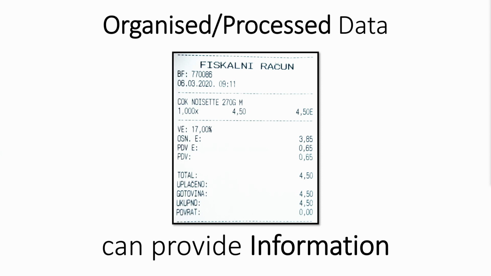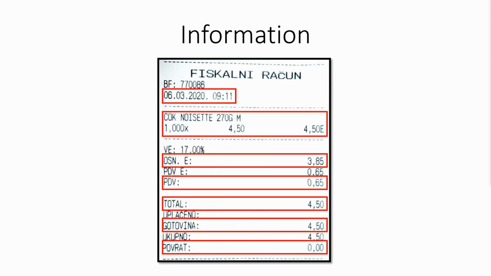So when we are presented with organized, processed data, it can provide information about its nature. And the information that we're seeing right now is that this is a receipt. Now, if we go a bit further and highlight some of the information that we have on this receipt, we can see the date, the exact time that this was purchased. We can see the item. The quantity is 1, the price is 4.5 something.